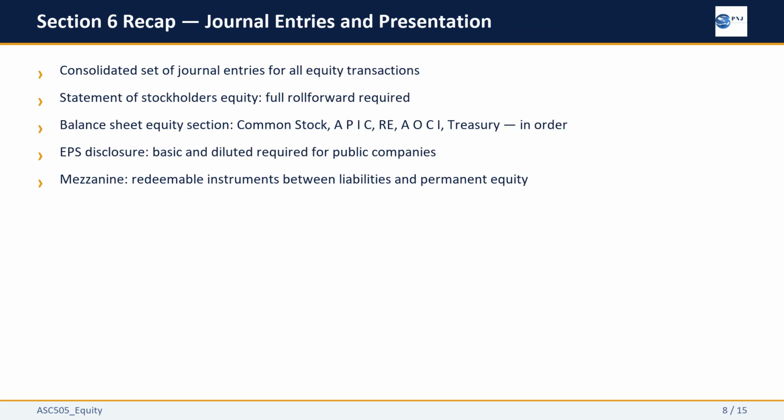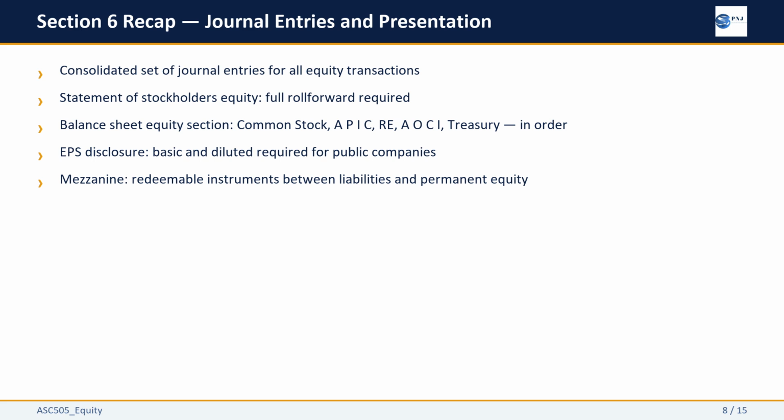Section 6 applied everything in journal entries and financial statement presentation. We consolidated the entry for every transaction type: issuances, repurchases, reissuances, all dividend forms, OCI items, and reclassifications. The statement of stockholders' equity is a full roll forward presented as a required financial statement.